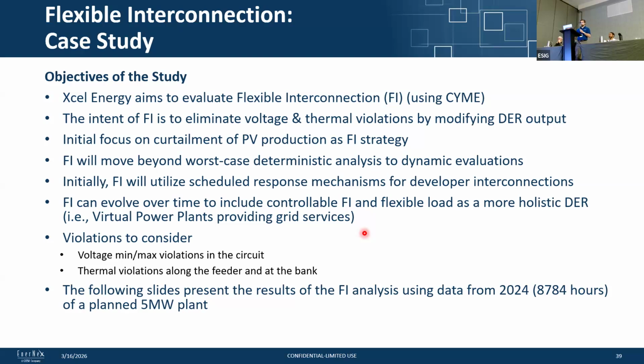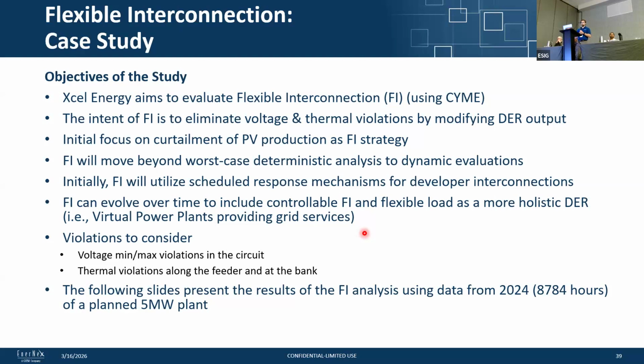So the initial focus was on curtailment, and then we moved beyond some of the worst case studies, so just static worst case scenarios, and we looked at an 8760 study. So hour by hour, how does the previous hour affect the next hour versus the current hour, and so on. And then how can FI evolve over time to include some of the controllable FI, so control methods, and like John was mentioning earlier, flexible load to be included into the circuits.